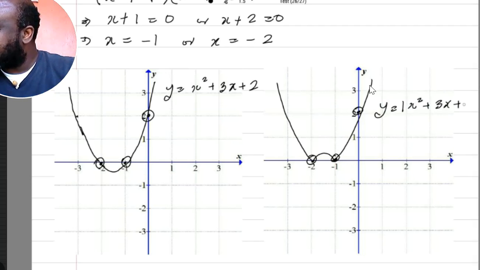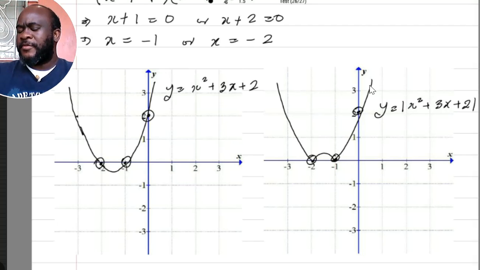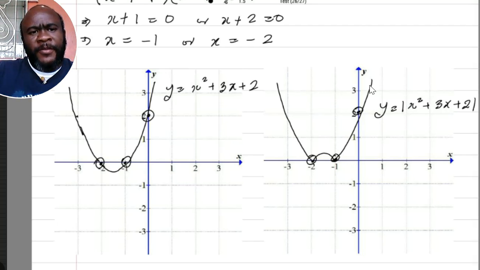And this would be the graph of y is equal to the mod of x squared plus 3x plus 2. So in order to sketch the graph of the mod of a function, we have to first sketch the graph of the function and then reflect the section of the graph that is below the x-axis to above the x-axis. And once we do that, we'll have the graph of the mod of the function.